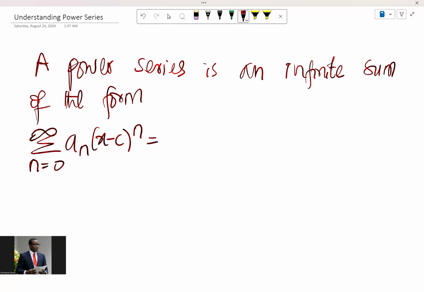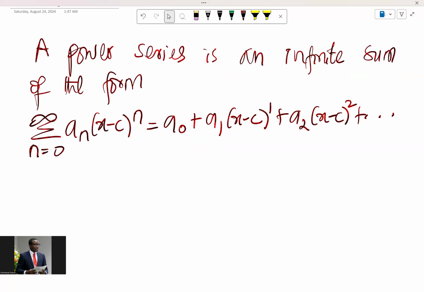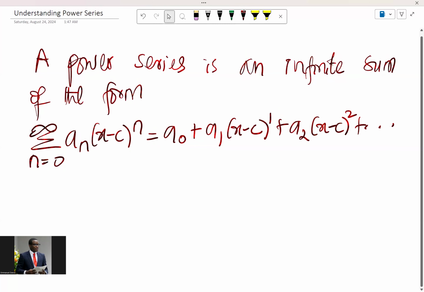And of course, when n is 0, you have a_0 (x minus c) raised to power 0. Anything raised to power 0 is 1. So we have a_0 plus a_1 into (x minus c) raised to power 1 plus, when n is 2, we have a_2 (x minus c) raised to power 2, and so on and so forth. So that is what a power series looks like. And let's talk about the components of the power series now.